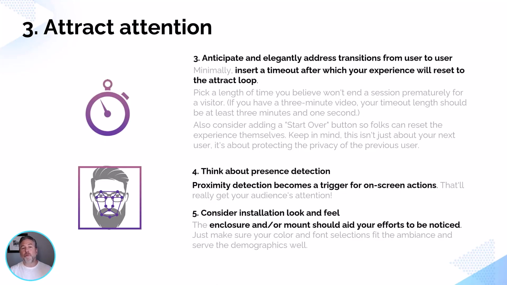When you have multiple users, you also need to anticipate how you should transition from one to the other. How do you handle the fact that one user has finished, they've left, it's just sitting there? What can you do to go back to something that will attract attention, but not do it before somebody is finished? You need to think about this transition from one user to the next to make sure that it's ready to attract new attention, but doesn't steal focus from an existing audience.